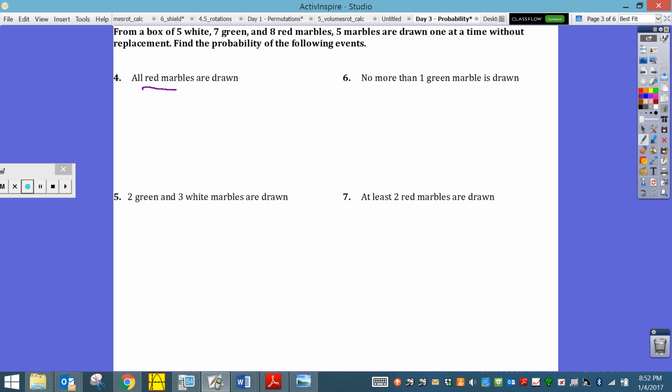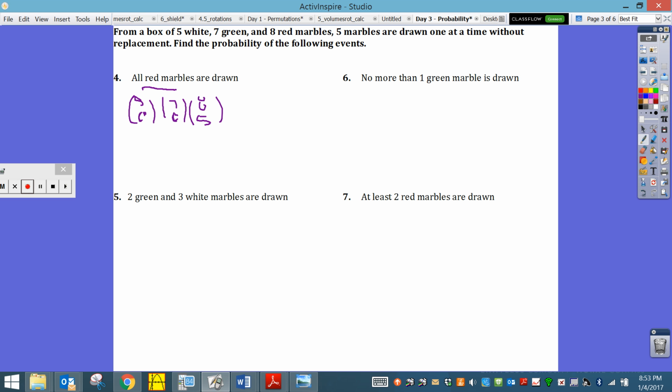So I'm going to look at what I have a possibility of. I've got 5 white, 7 green, and 8 red. I don't want any white. I don't want any green. Okay, so that's 5 choose 0, and that's 7 choose 0. There's 8 red marbles, and I want all 5 marbles that I'm going to draw to be red. So I've got 5 choose 0, 7 choose 0, 8 choose 5.